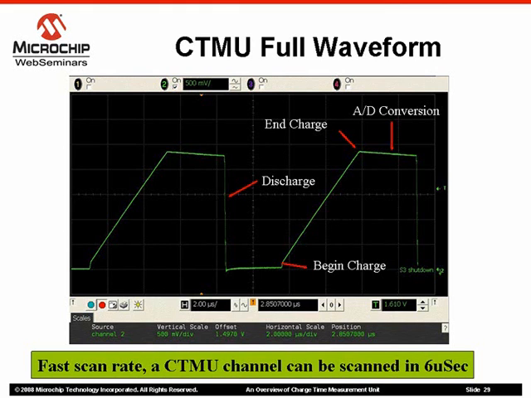Typically, CTMU can scan a channel in 6 microseconds. This enables to service a large number of capacitive touch buttons in an application. Also, this allows bandwidth for other applications to run in conjunction with the capacitive touch on the same PIC microcontroller.